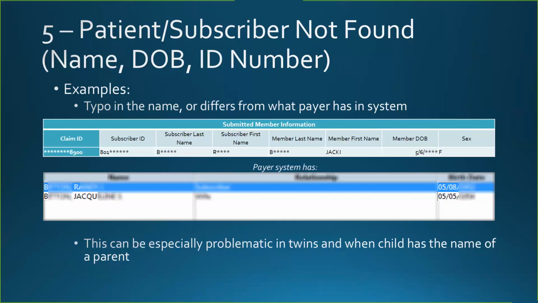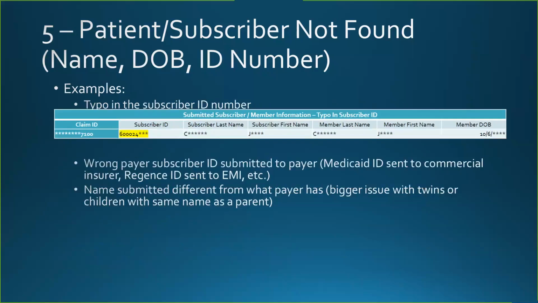So if you are having a hard time getting a claim through in one of those situations, I recommend calling the payer, and they can usually help you determine how to get that claim processed successfully. Just remember, double check your subscriber IDs and make sure you're sending it to the correct payer. And watch for those twin and same name as parent issues.